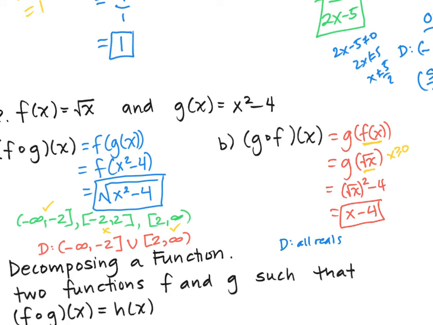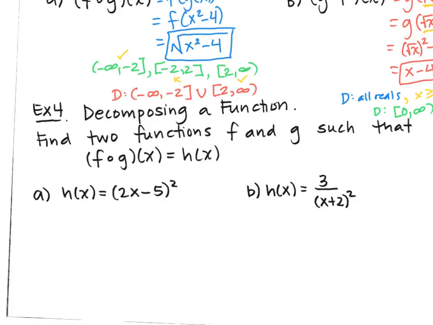Okay, I need to respect this restriction and add that to the domain of my composition. So even though I thought the domain was all reals, it's actually all reals, only x is greater or equal to 0. Because if I can't plug a negative into the original function, the f of x function, then I can't plug it into the composition. Okay, to write this in interval notation, the domain, I want to show x is greater or equal to 0, so it can equal 0, and it can extend to positive infinity.